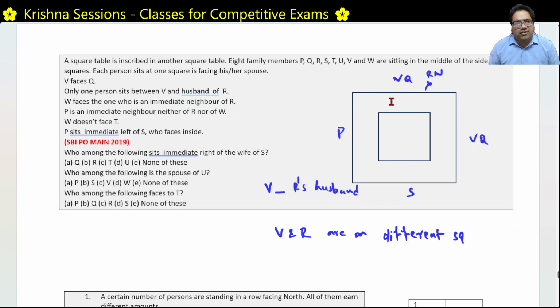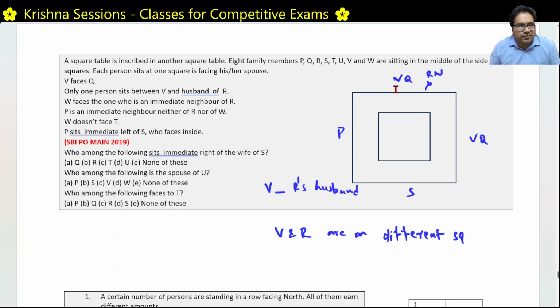Let's try to look. We got some clues about R because there is something about R's husband and there is some location about R. Let's try to go in this direction. What is the possibility of R? Can R sit inside or outside? That is the question.